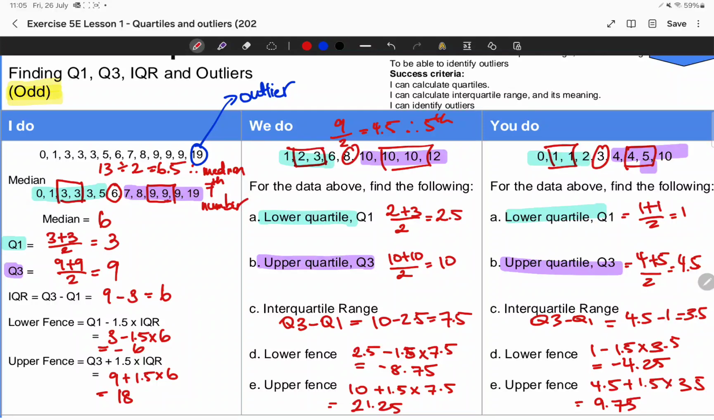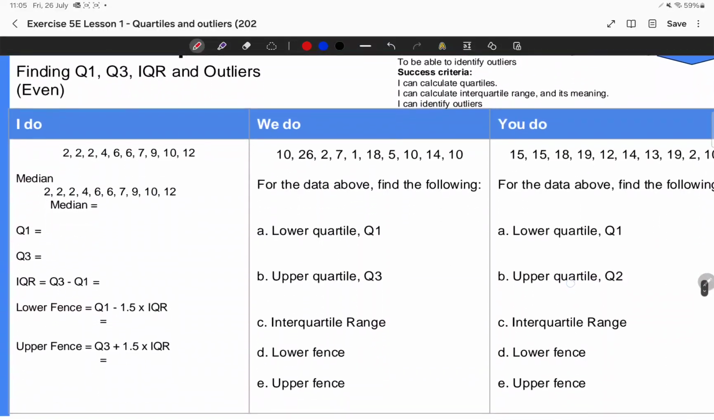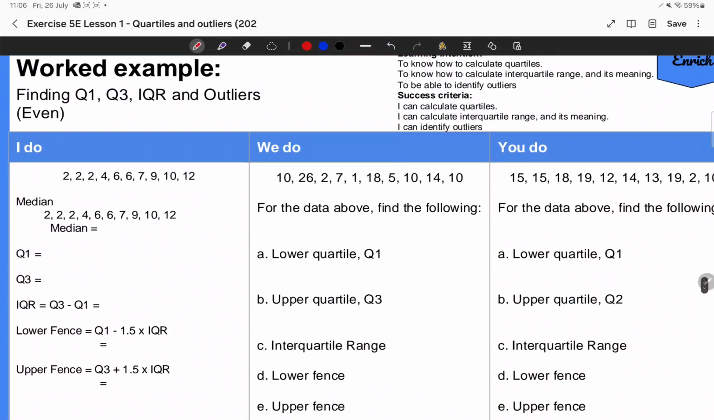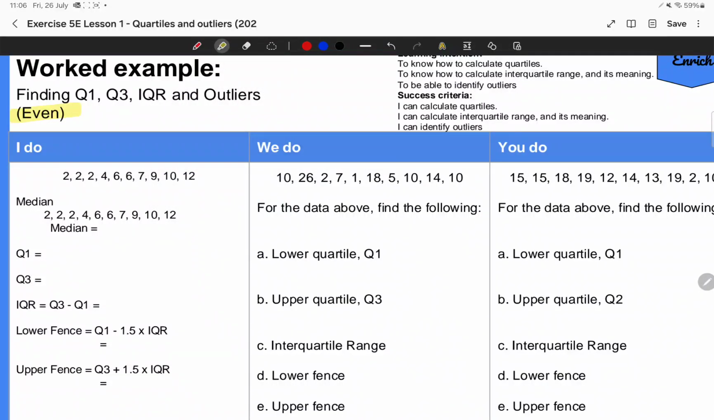Okay, so these are the odd numbers. It's going to be very similar now with the even numbers, but it's just going to change where the medians are going to be. So what we'll do is the I do example, and then you can go straight to the you do example. So we'll go down looking at the even numbers now. So these are, if you have an even number of data, or a data set that has even numbers.